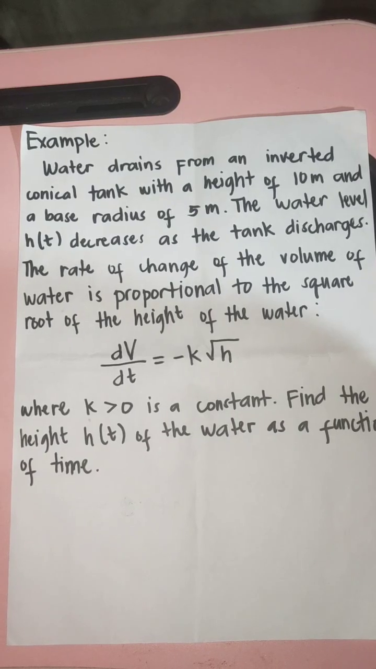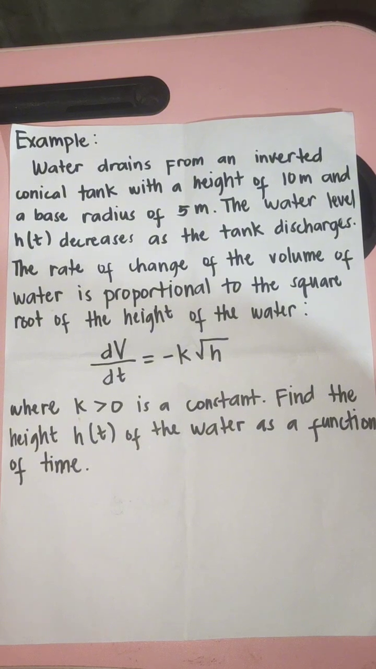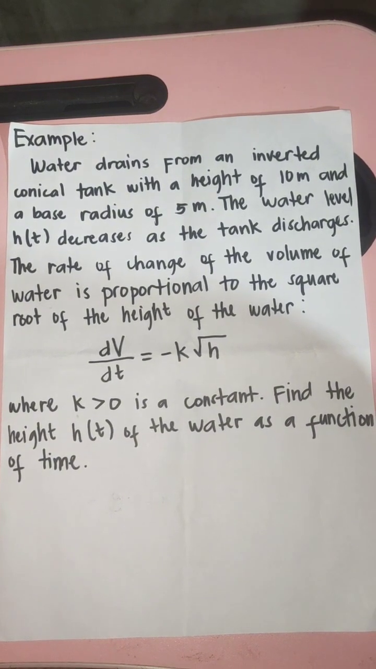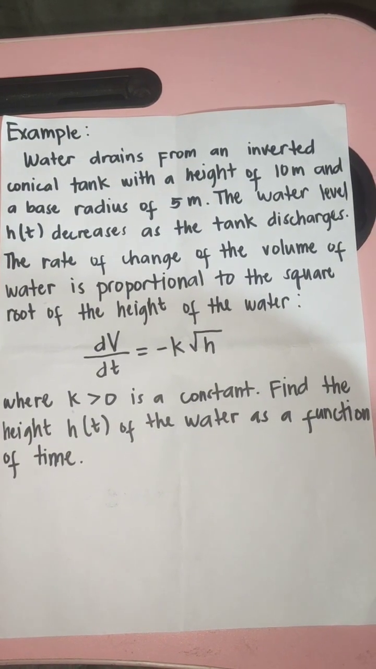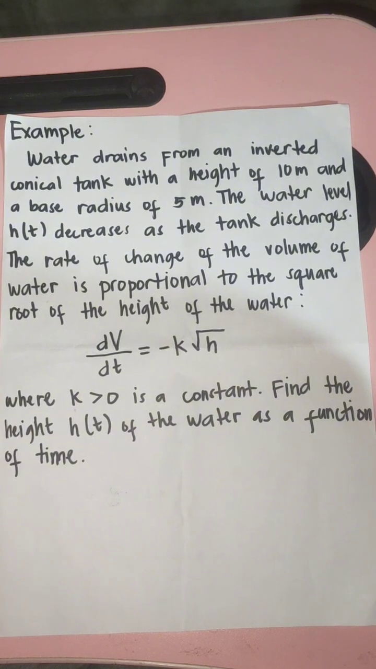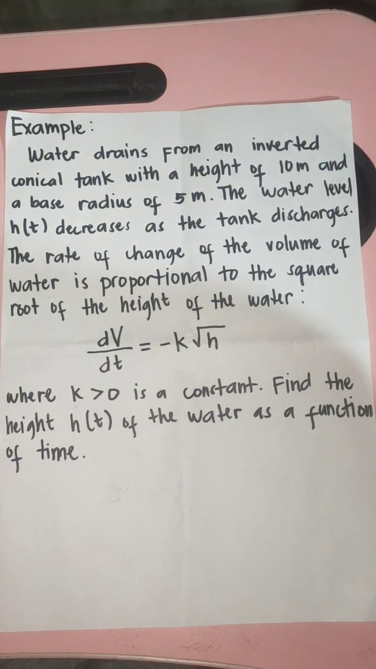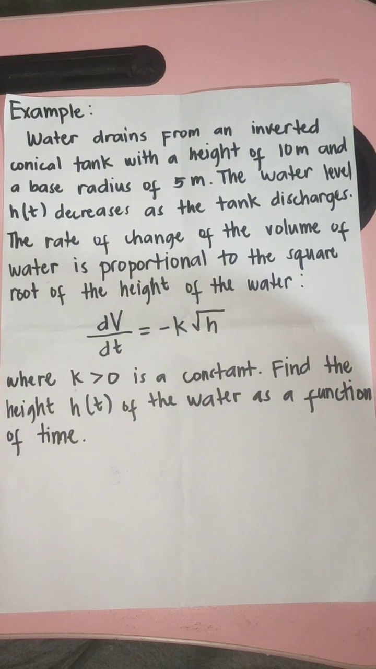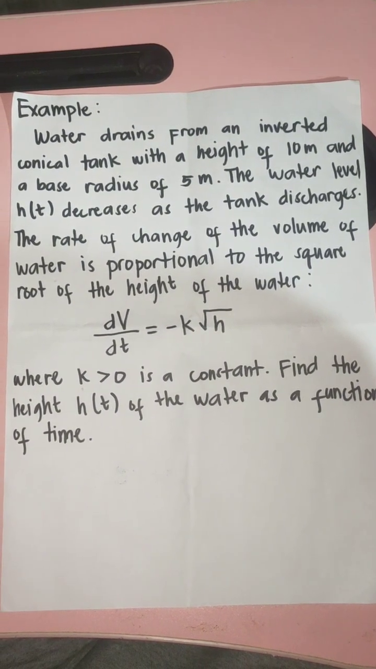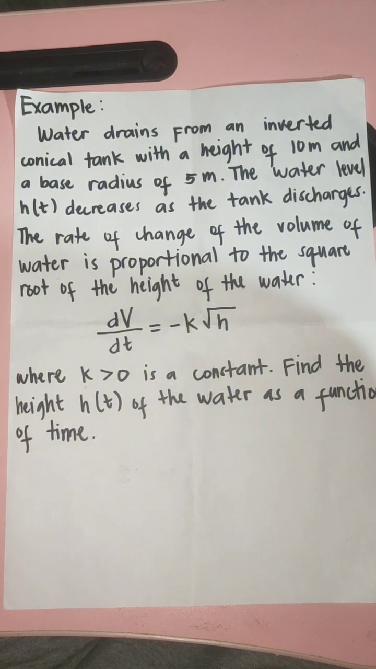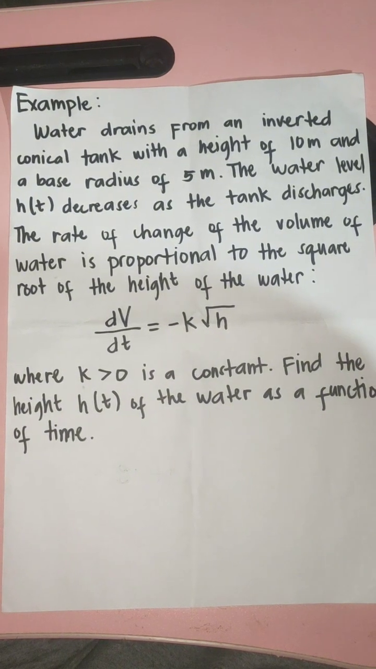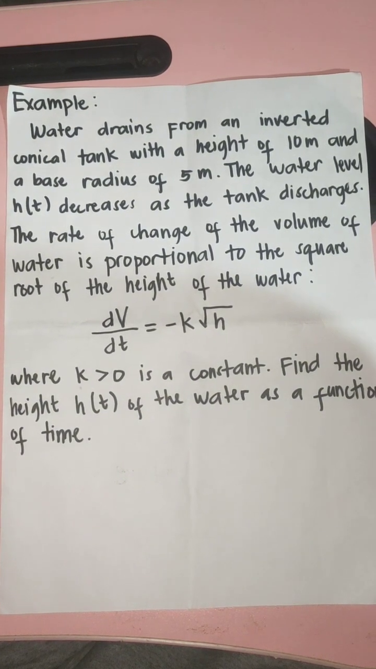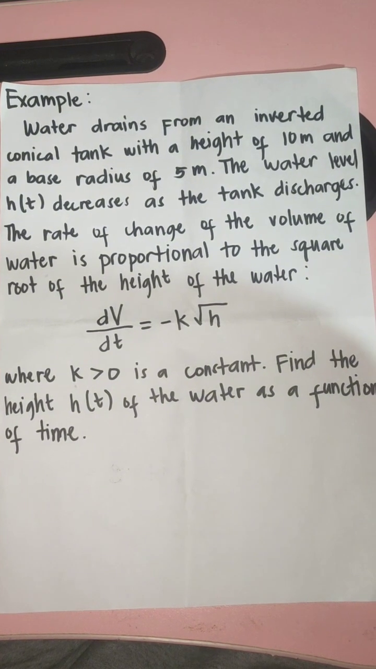Okay, let me give you an example. Water drains from an inverted conical tank with a height of 10 meters and a base radius of 5 meters. The water level decreases as the tank discharges. The rate of change of the volume of water is proportional to the square root of the height of the water. Thus, dV over dt is equal to negative k times square root of h, where k is greater than 0 is a constant. Find the height of the water as a function of time.